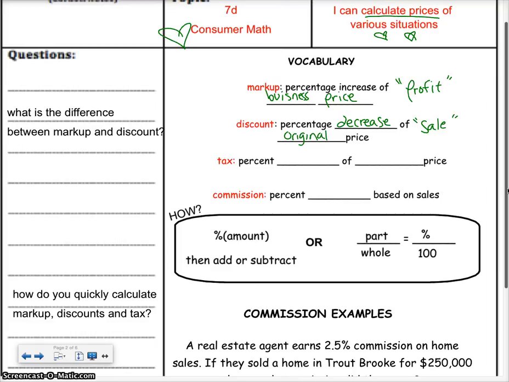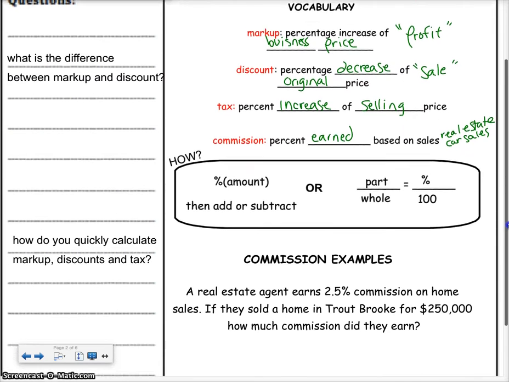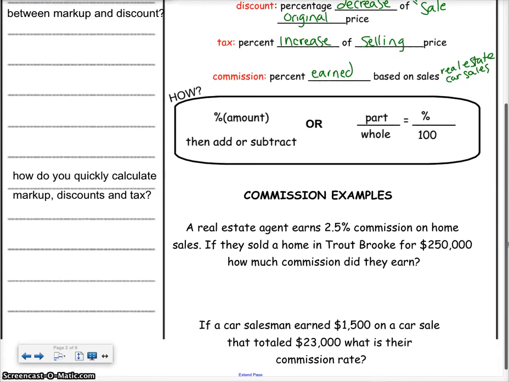You're subtracting. Tax is a percentage increase of a selling price. That means if you buy something for $8, you're going to be taxed on the $8 as long as it's a taxable item. Commission is a percent earned based on sales. That is things like real estate agents, car salesmen, furniture salesmen, vacuum salesmen. A lot of people in sales work on commission, so they earn a certain percent of what they sell.